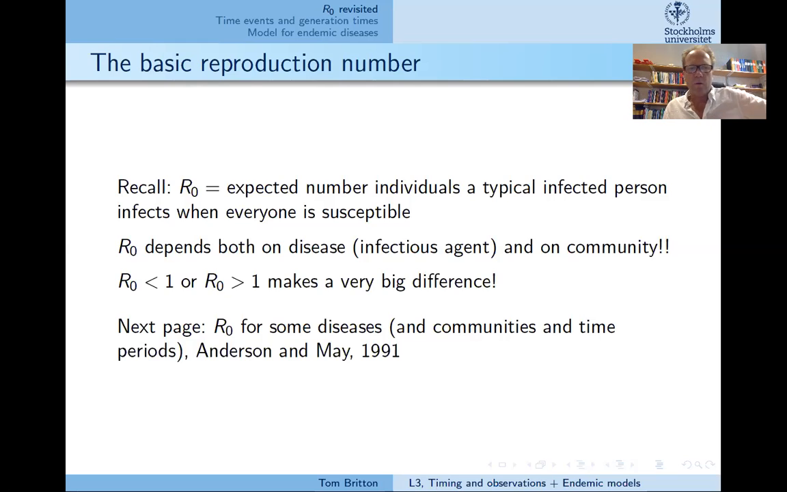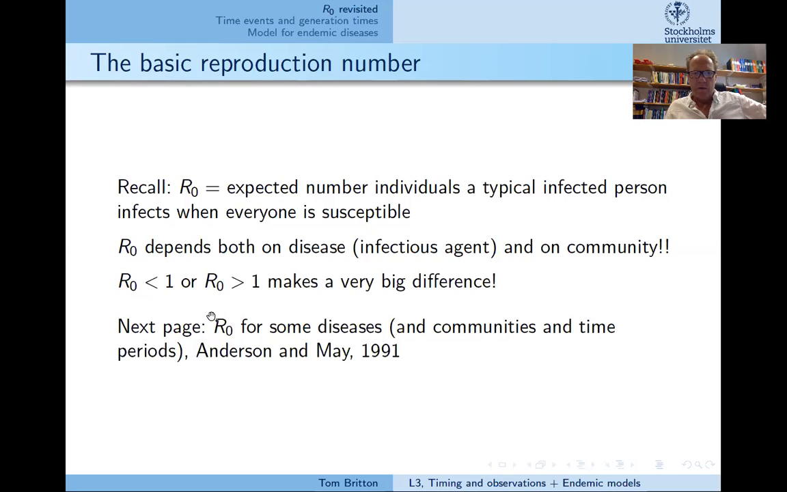Many people talk about what is R0 for COVID-19. I think the question should be what is R0 for COVID-19 in Stockholm, or what is R0 for COVID-19 in London, or what is R0 for COVID-19 in Norrbotten in northern Sweden. I think the answers are different there. Probably the most important quantity was whether R0 was smaller than 1 or larger than 1. And if it is larger than 1, then there is a risk for a big outbreak, whereas if it's smaller than 1, this will not happen.